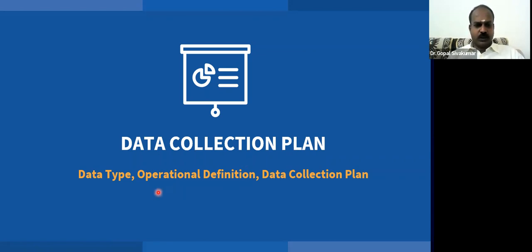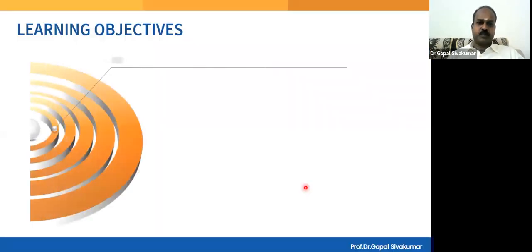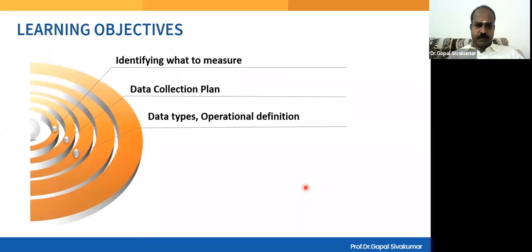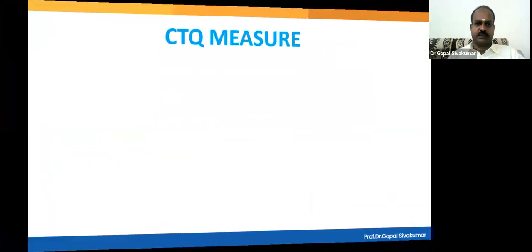So we are going to learn about data types. We're also going to learn about another important tool called operational definition and then the data collection plan. So these are the topics: identifying what to measure, that is the CTQs we want to measure, critical to quality characteristics, and then the data collection plan, data types, and operational definition.